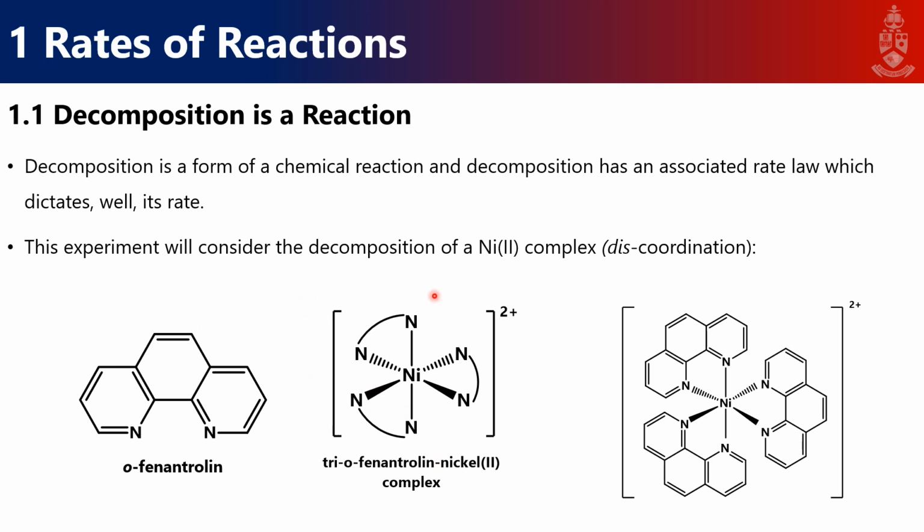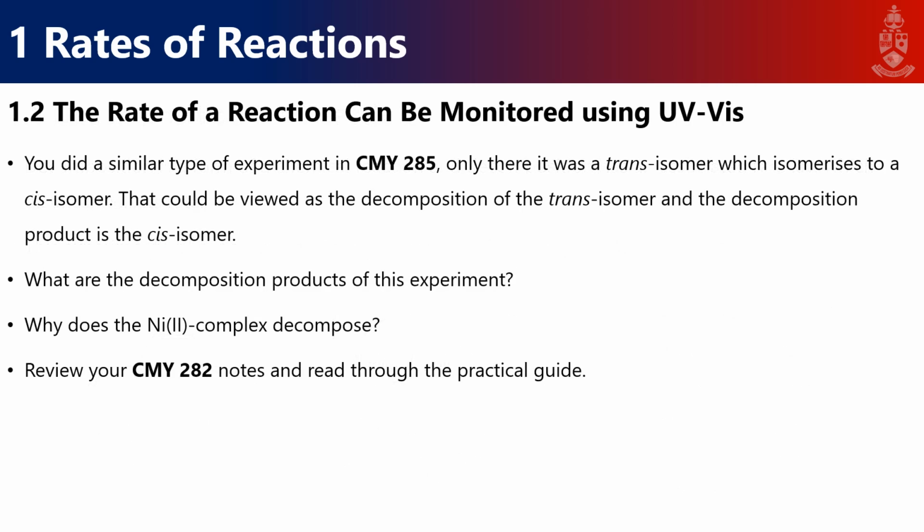Okay, like I said, this experiment will consider the decomposition and hence the rate of decomposition. So, meaning we're looking at reaction rates, like in CMY 282. And also, I think in 285, you completed one experiment looking at this. You looked at a similar reaction in CMY 285, and there you had a trans isomer which isomerized to a cis isomer. You could look at that situation as a decomposition of a trans isomer to a cis isomer.